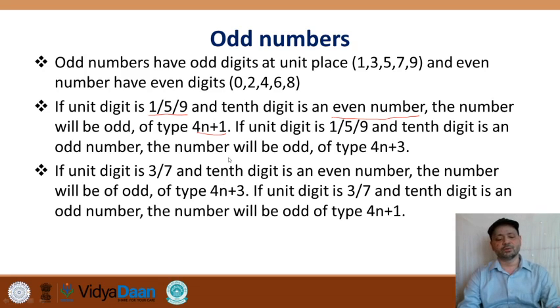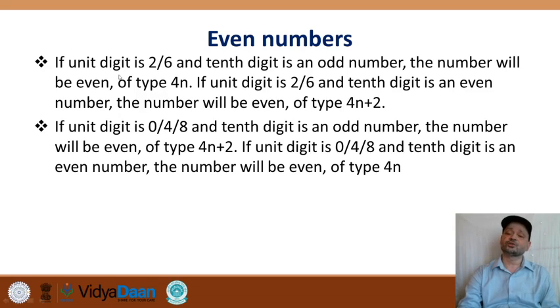Then you come to the even numbers. If the unit digit is 2 or 6 and the 10th digit is an odd number, like 12, 16, or 32, 36, or 52, 56, they are of the type 4n. So they are divisible by 4 itself, with no remainder. And if the unit digit is 2 or 6 and the 10th digit is an even number, like 22, 26, 42, 46, 62, 66, this is of 4n plus 2 type. If you divide them by 4, you will have a remainder of 2. So this way you have either 4n or 4n plus 2 type.